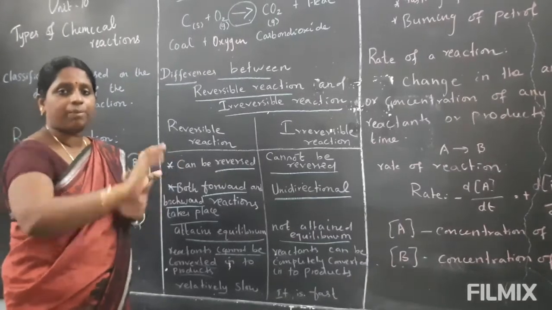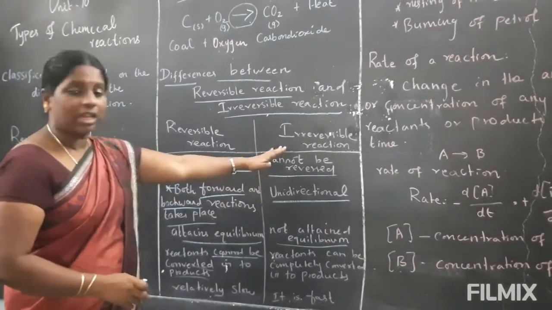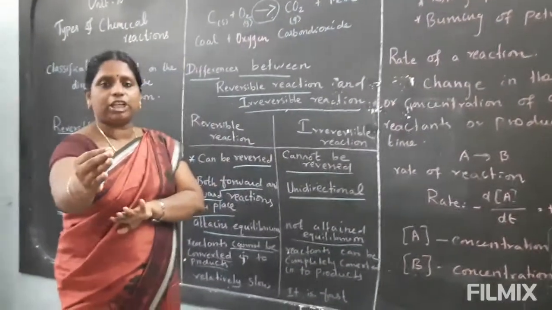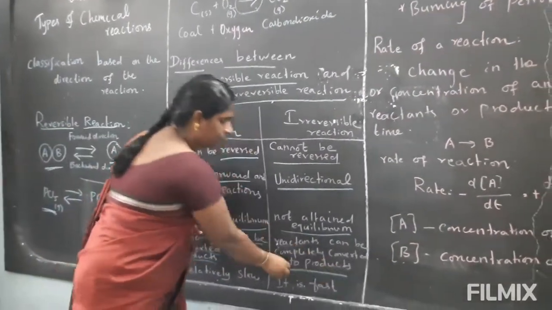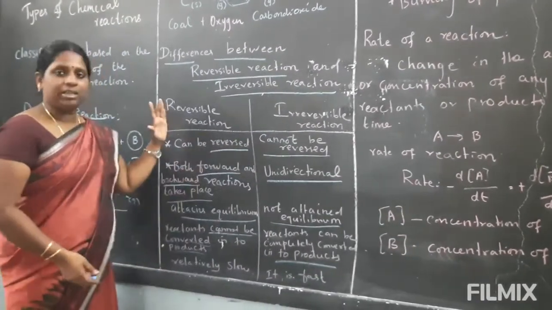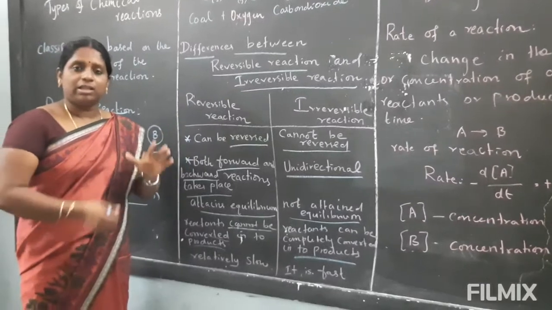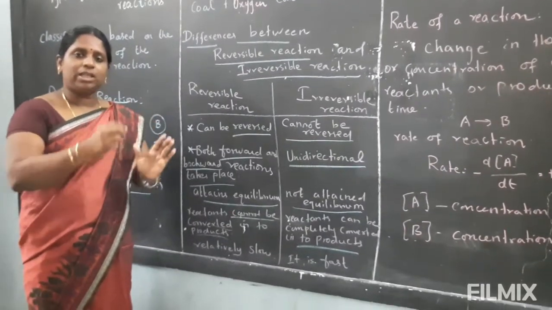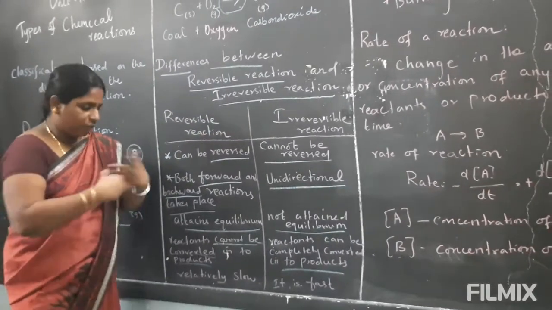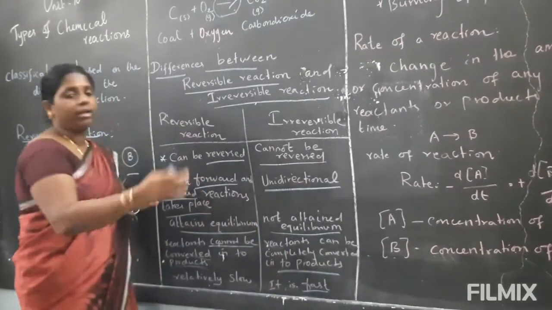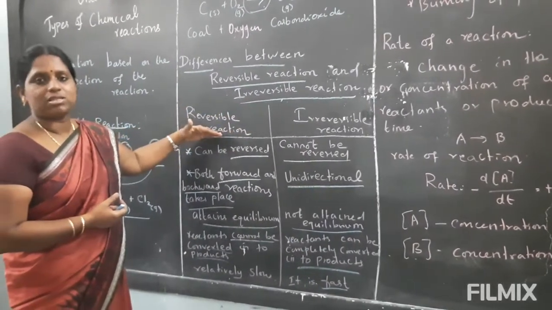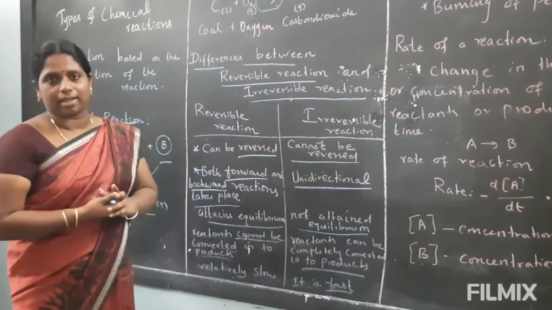So in a reversible reaction, the reactant cannot be completely converted into product, but in an irreversible reaction it is unidirectional and the reactant is completely converted into product. So that is one difference of an irreversible reaction. In a reversible reaction, the reactant is slowly converted into product, but in an irreversible reaction it is fast to convert into product. So that is the difference between a reversible and irreversible reaction.